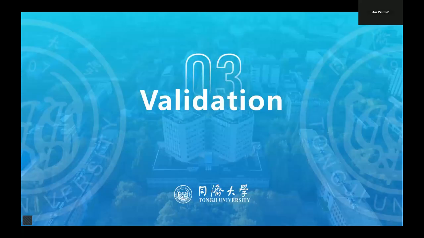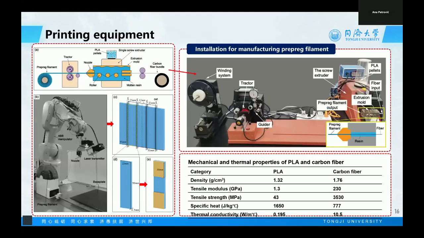And the third part is the validation. And we designed the corresponding experiments to validate the models we proposed. First, we built the prepreg filament preparation equipment and the 3D printing equipment to manufacture the tensile specimens. And the mechanical and thermal properties of the PLA and carbon fiber we used in the experiment are shown in the right table.